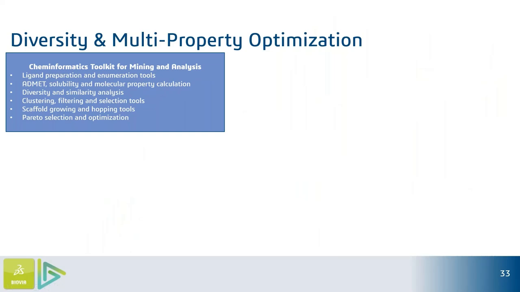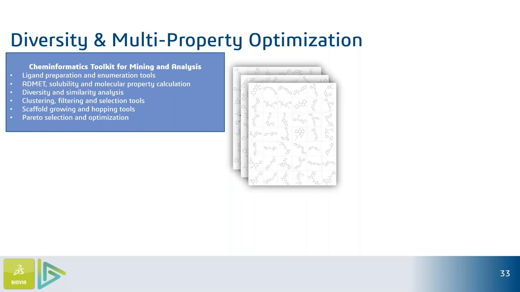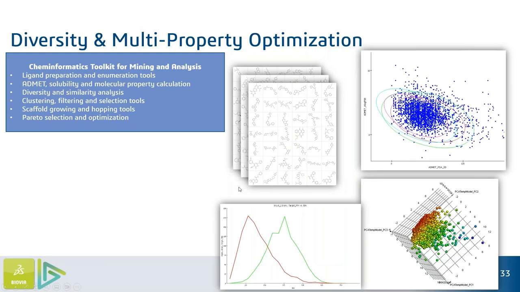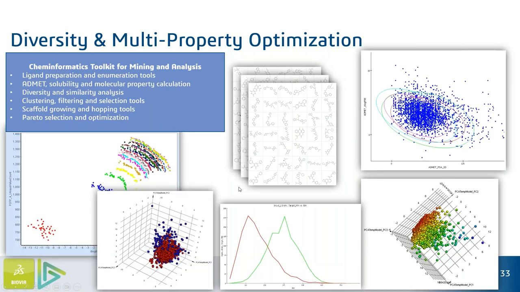In addition to all of that, there are many chemoinformatics tools that are available for data mining and analysis. Other tools allow you to calculate ADMET and solubility properties of your molecule. You can do scaffold growing and hopping, and also Pareto selection and optimization. As you can see here, the ADMET calculations.